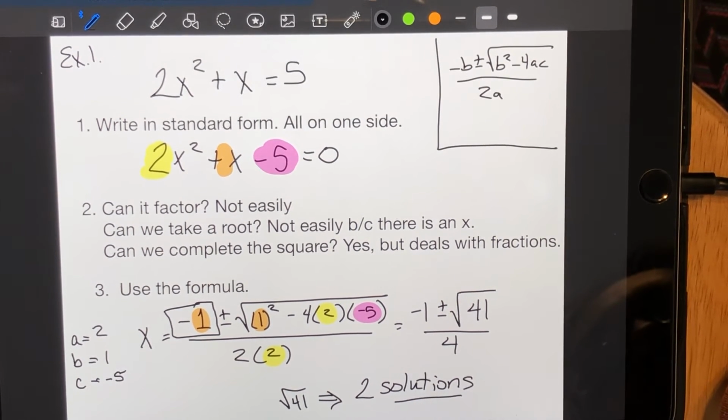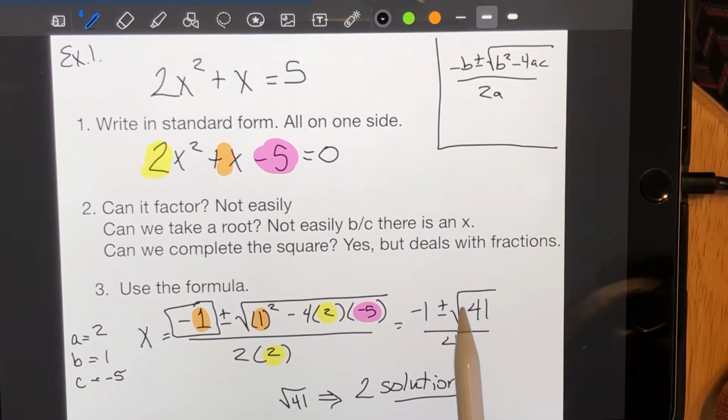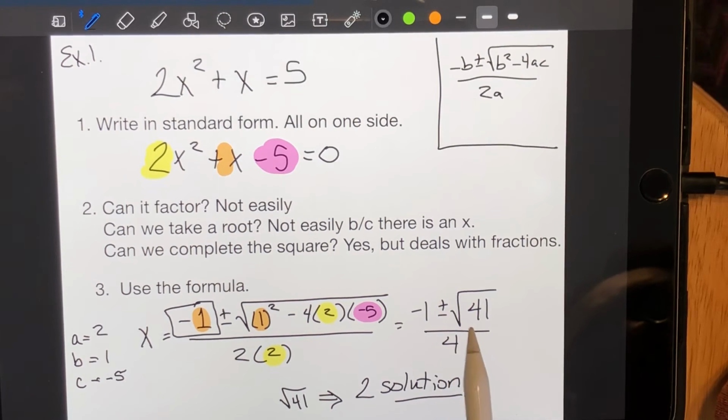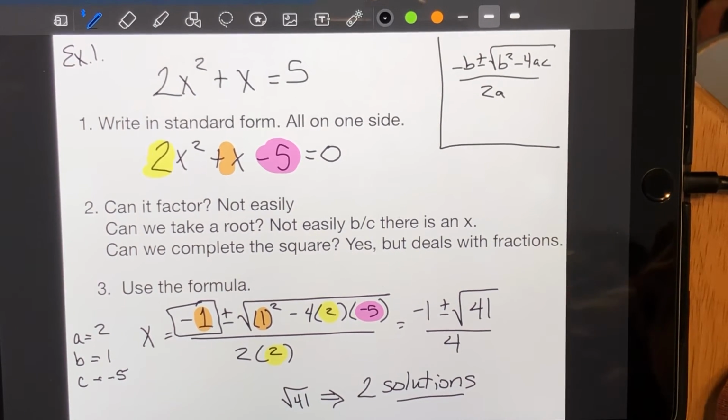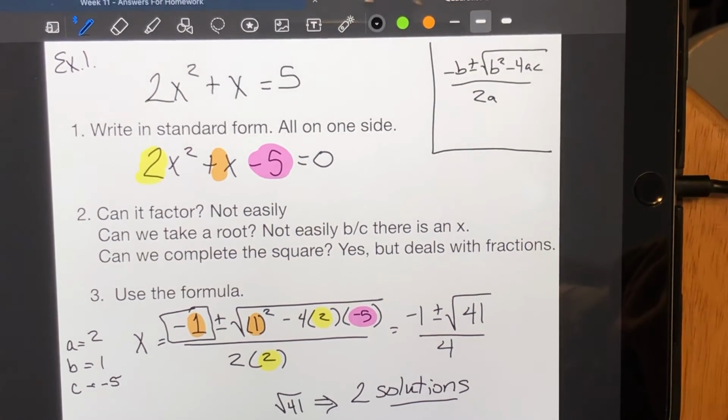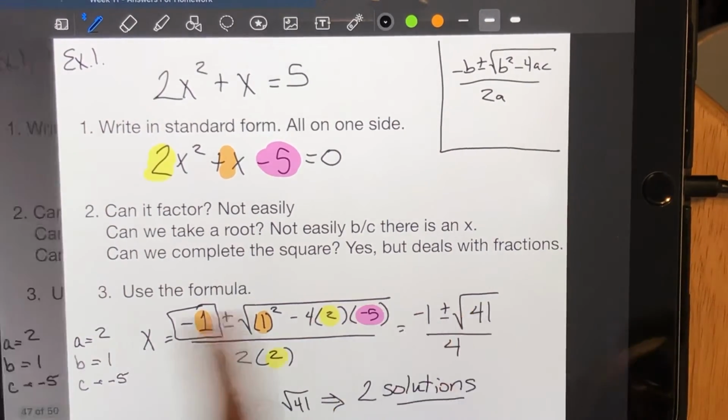So it does have two solutions. It has negative 1 plus the square root of 41 divided by 4, and it has negative 1 minus the square root of 41 over 4. You would need to solve for both of those to find your two solutions.